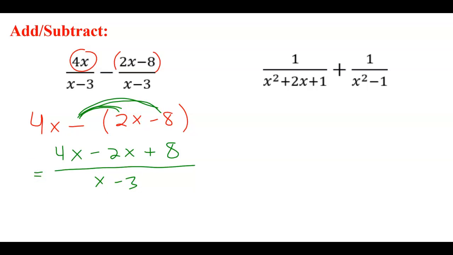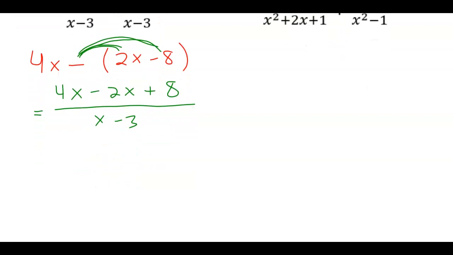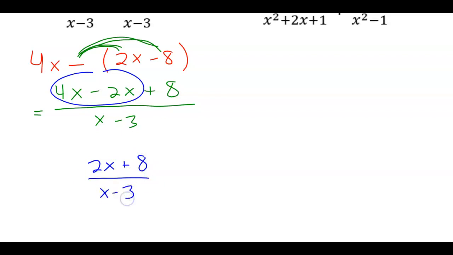And then obviously we can combine like terms. So I have 4x minus 2x, which would just be 2x plus 8 over x minus 3. Now you always need to simplify your fractions. So this is like that lesson we did this past Wednesday, simplifying rational expressions, where we factored and then canceled like factors. So on the top, we can factor this.